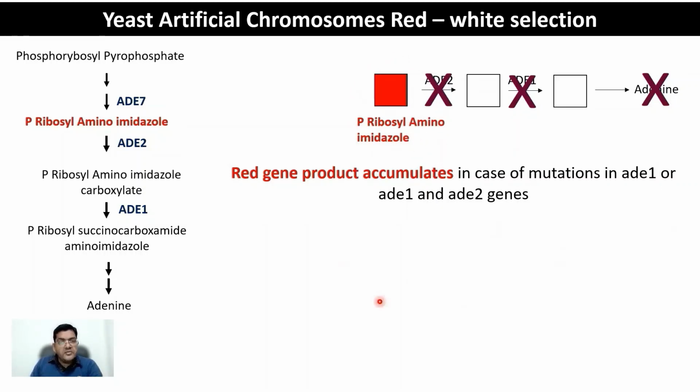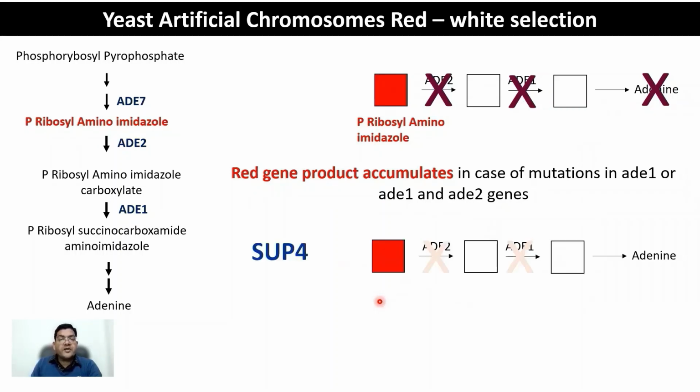There is a second control mechanism by which mutations in ADE2 or ADE1 gene may be overcome, and this happens via the SOP4 gene. So in case you have a SOP4 gene that is intact and functional, in that case, mutations in either ADE2, ADE1 or both do not impact the final formation of adenine. Therefore, such host cells are white in color.